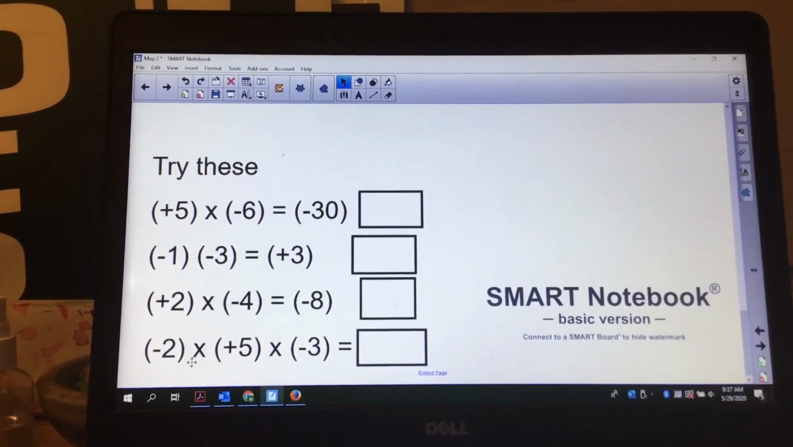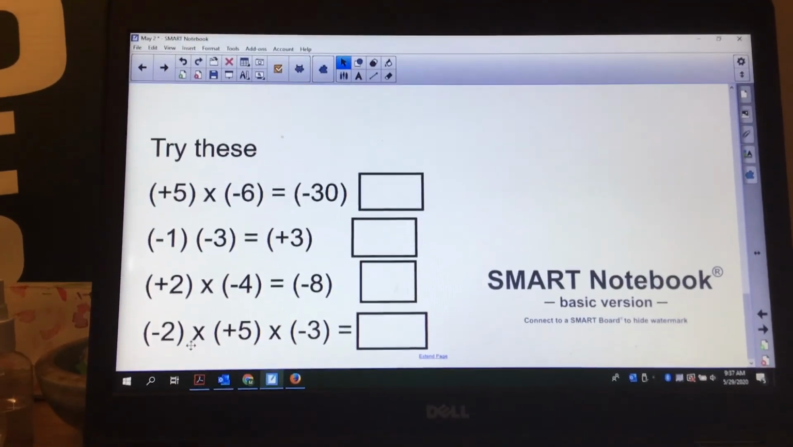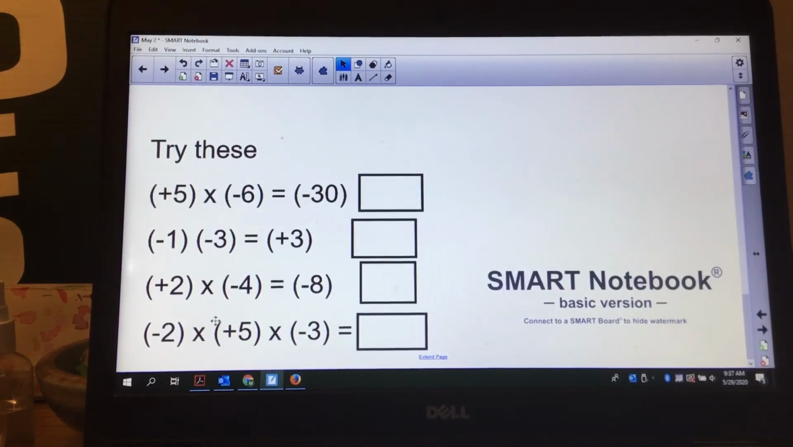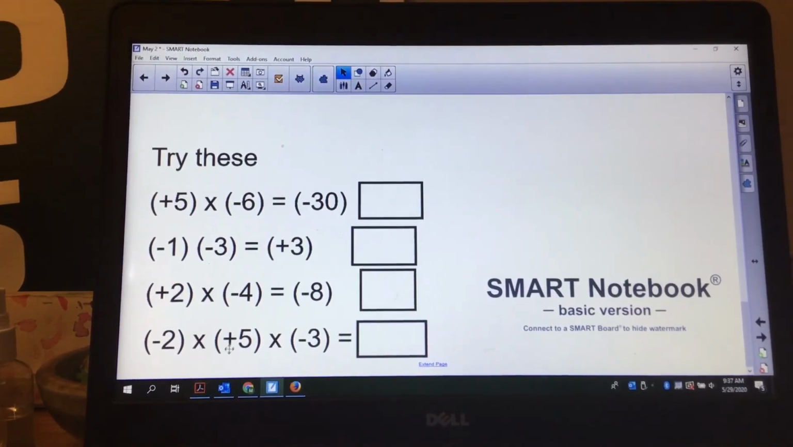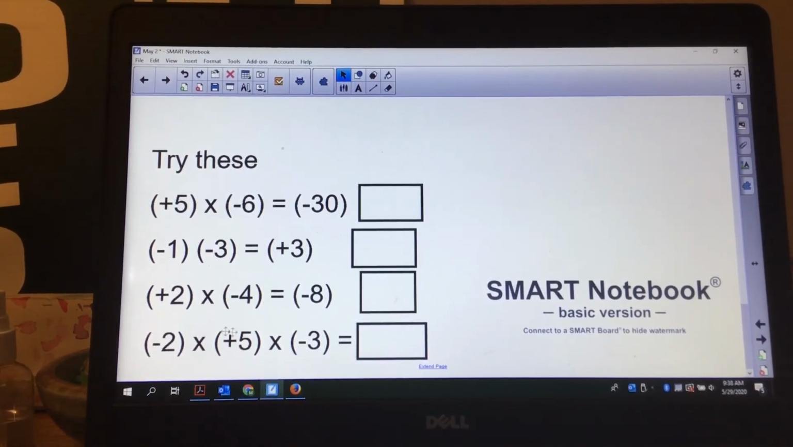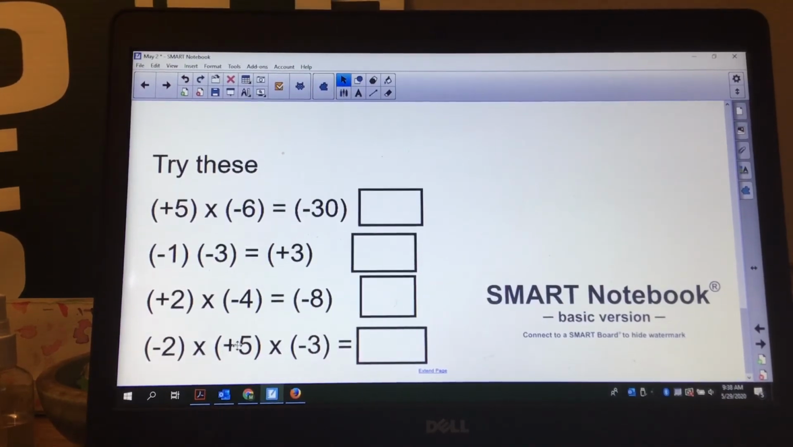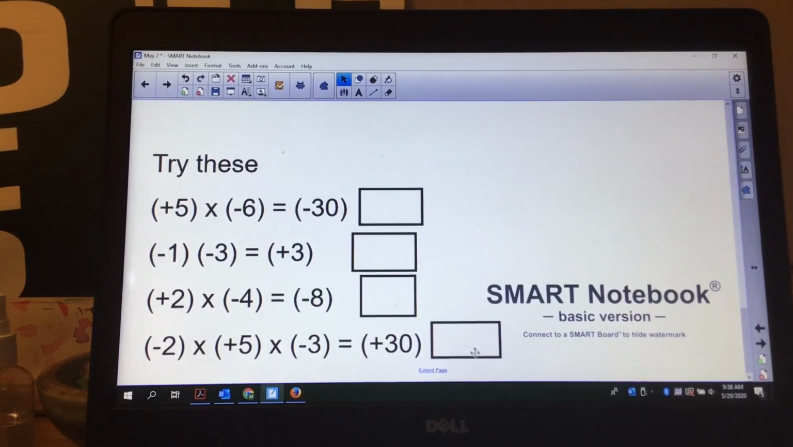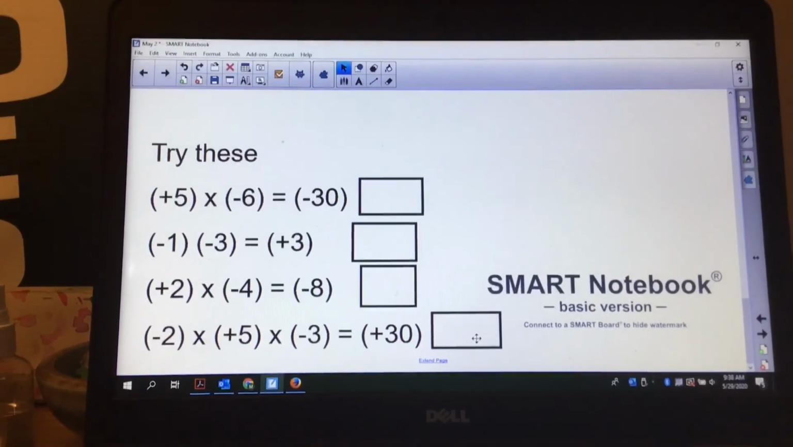And finally, there's 3 of them in a row. I go left to right, just like BEDMAS. I've got a negative times a positive, so my answer here is going to be negative. So 2 times 5 is 10, so it's going to be negative 10 times negative 3. That's 2 negatives multiplied together, give me a positive.